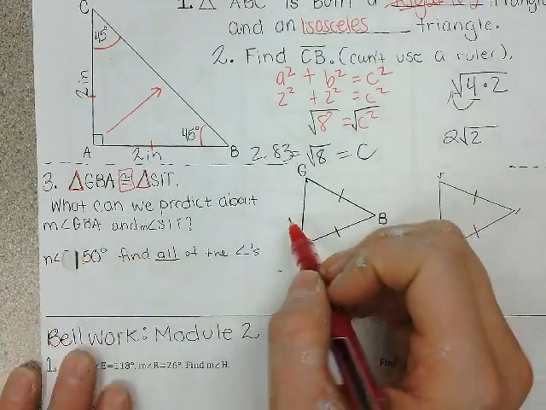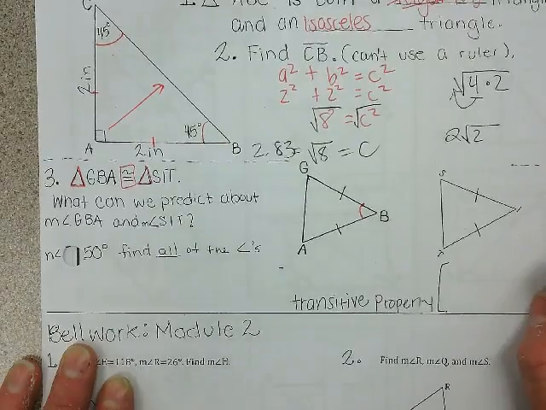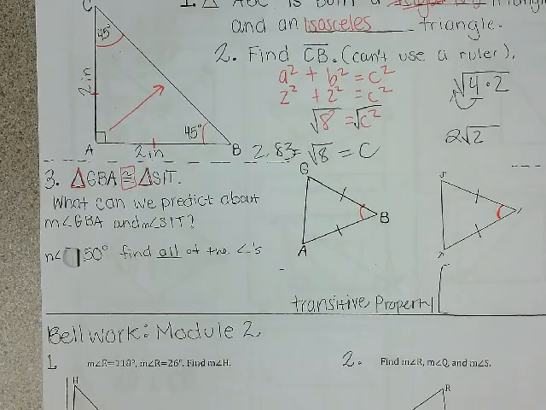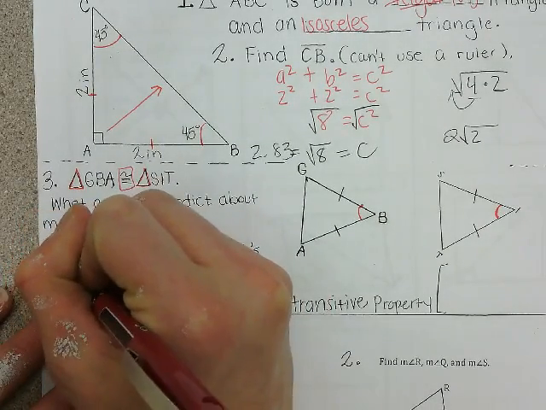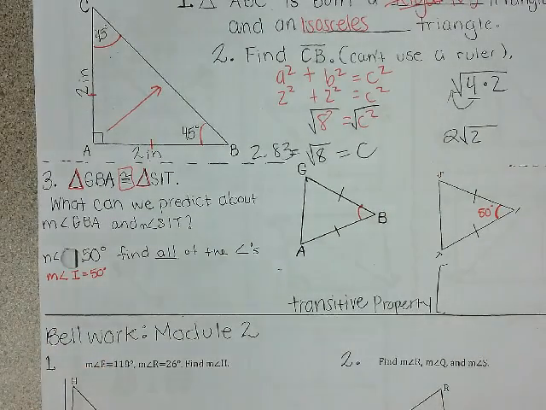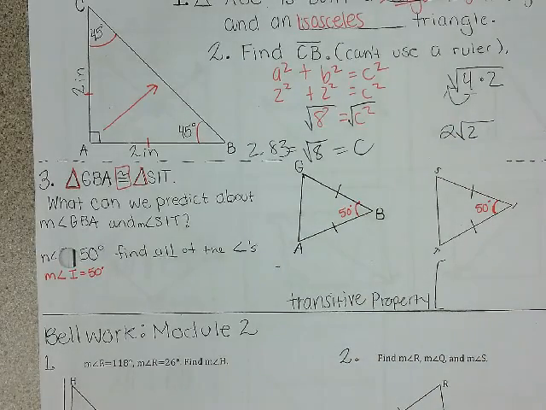All right, so let's look. If they're congruent, what can we predict about angle GBA and angle SIT? They're congruent, right. So we can put our little congruent sign. All right, so the measure of angle I is 50 degrees. So let's put that. So if angle I is 50 degrees, what do we know about angle B? It's 50 degrees. Okay, so what type of triangle are these? Isosceles. Isosceles have 2 congruent sides and 2 congruent angles.